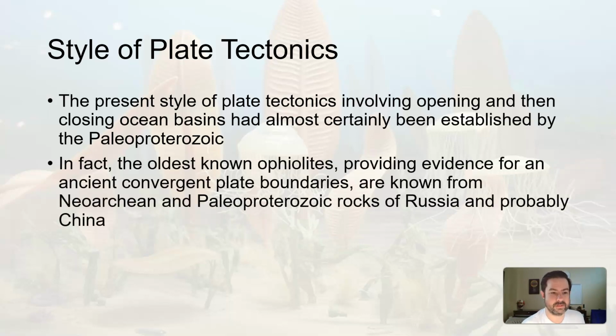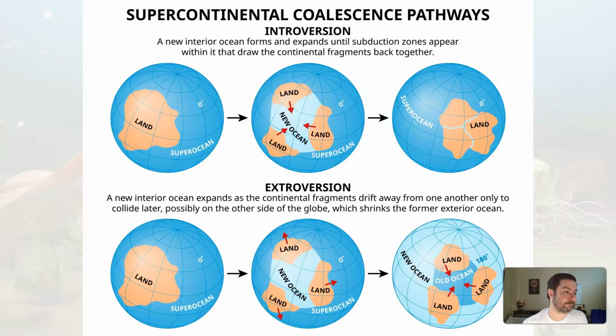Uniformitarianism, folks. Uniformitarianism. In fact, going back to ophiolites, the oldest known ophiolites, providing evidence of ancient convergent boundaries where continents are crushing together, actually come from the Neo-Archean, the newest part of the Archean, and the Paleo-Proterozoic, and those rocks can be found in Russia and China.